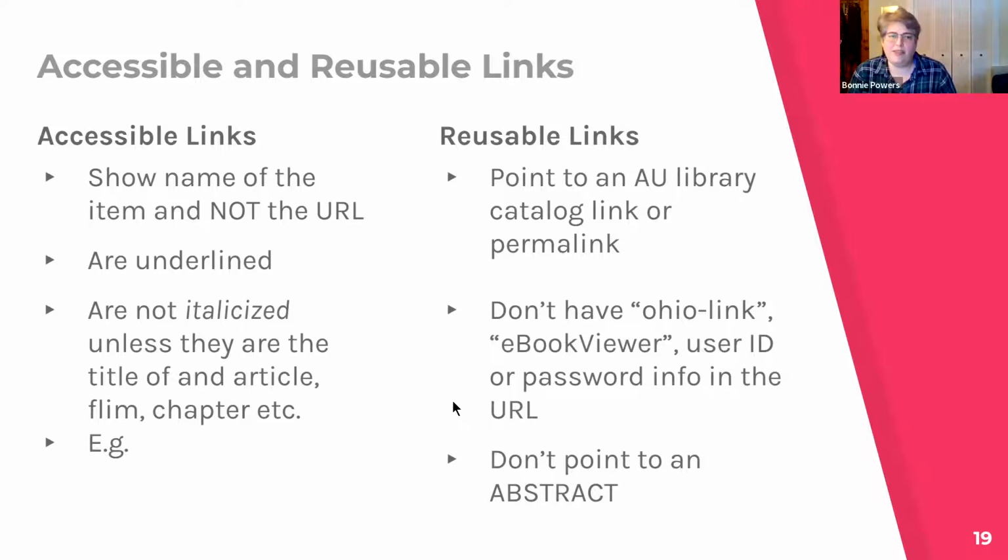In terms of accessibility, it's important that the name of the link be English readable text and not the URL itself, unless you're talking about the URL. That means they would be usually blue and underlined. They should be the only underlined text in any of your pages. And that they're not italicized unless they're the title of a book or a journal. Just that portion should be italicized because italicized text is much more difficult to read online.